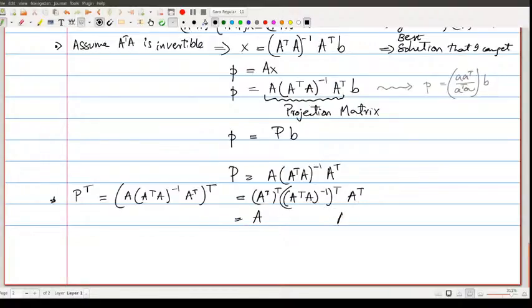The last matrix is A transpose. And remember that if you invert and then take the transpose, it's the same as transposing and then taking the inverse, which means inside it just becomes A transpose A. You just take the transpose of this A transpose A, which is A transpose transpose A, inverse, and we get the same thing back again. A transpose A, inverse, A transpose.